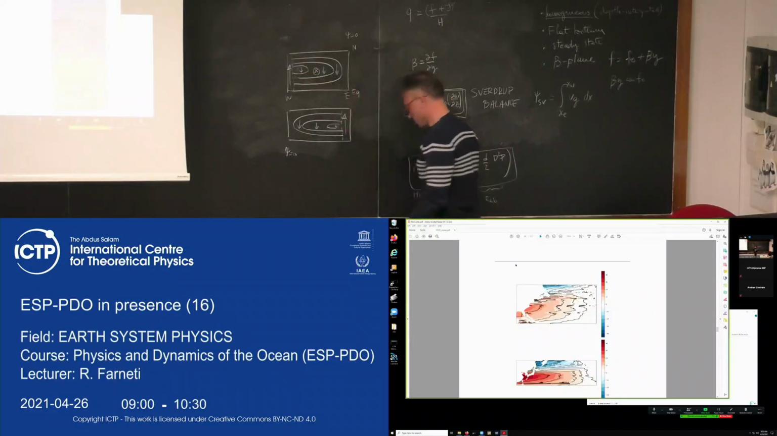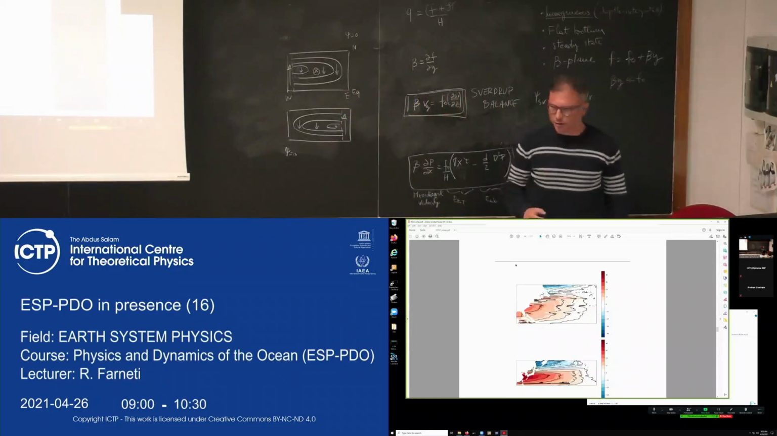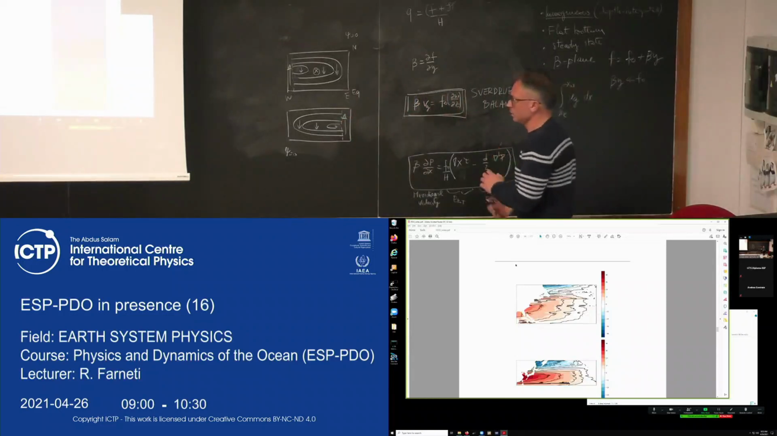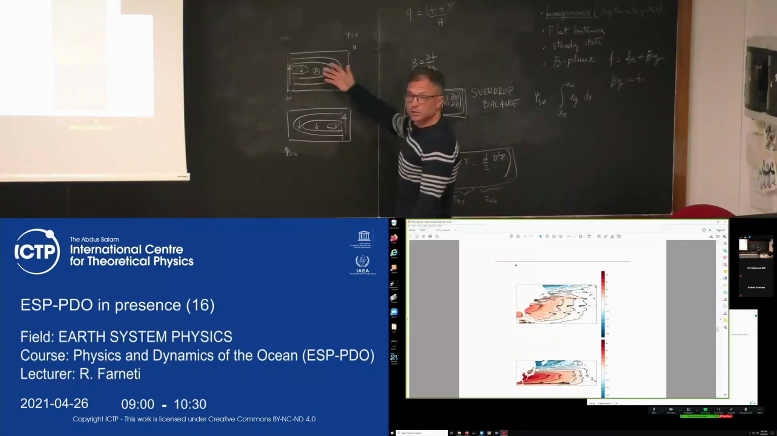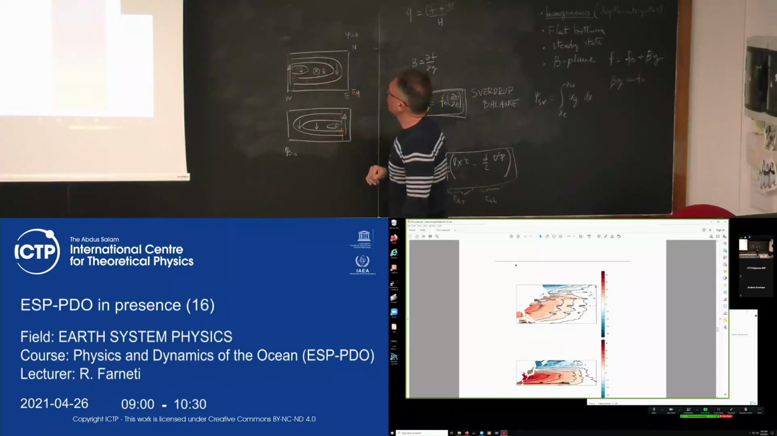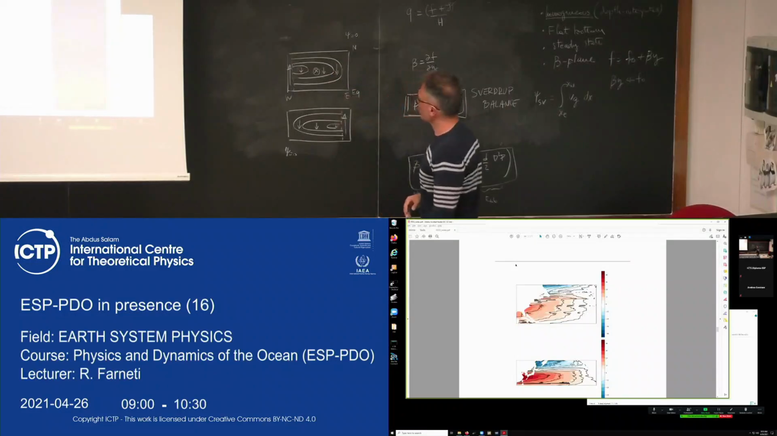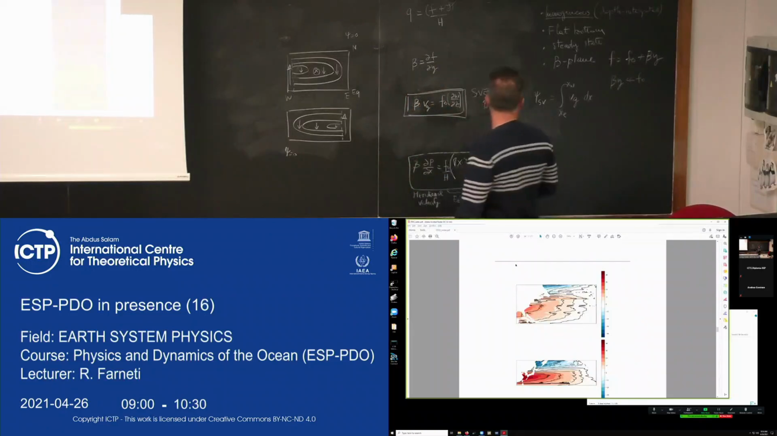And that boundary current will be either on the west or on the east, as long as it allows the flow to conserve mass. Okay? So what we'll do is, at some point we will have a full solution, okay?